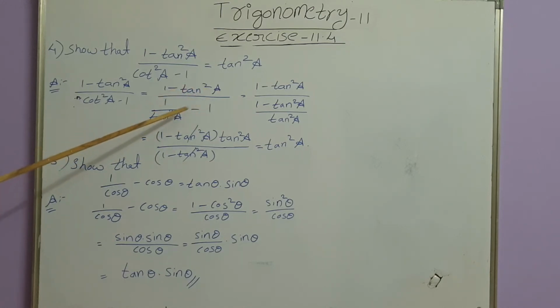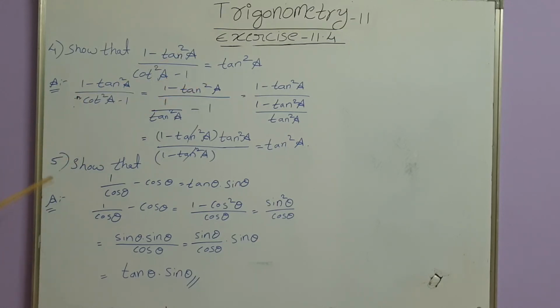So (1 minus tan square A) by tan square A is equal to (1 minus tan square A) by 1 minus, this term taken to the numerator. So tan square A by (1 minus tan square A). These two terms are cancelled. We have tan square A. This is proved: (1 minus tan square A) by (cot square A minus 1) is equal to tan square A.